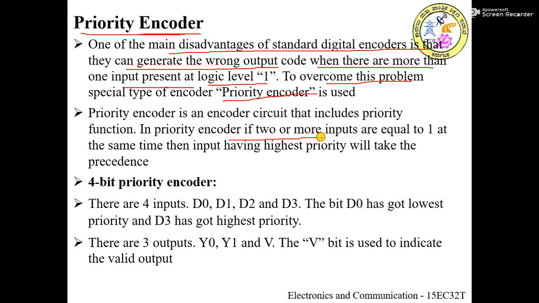In a priority encoder, if two or more inputs are at logic 1 level at the same time, then the input having the highest priority will take the precedence.